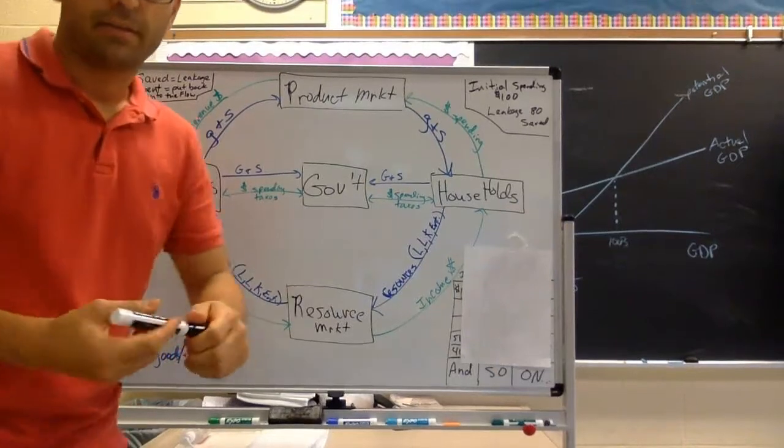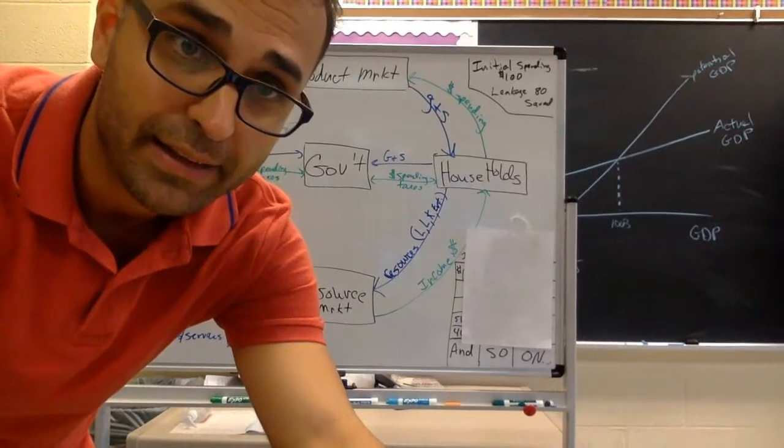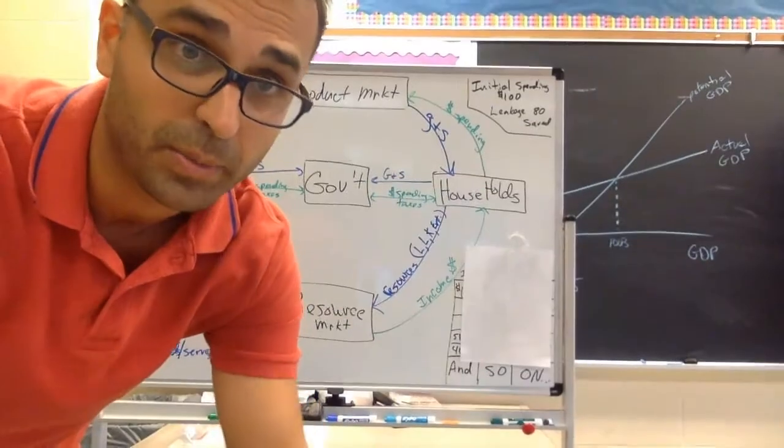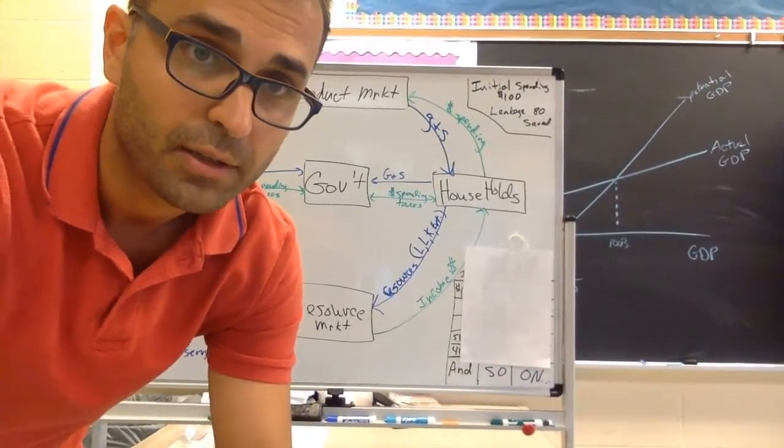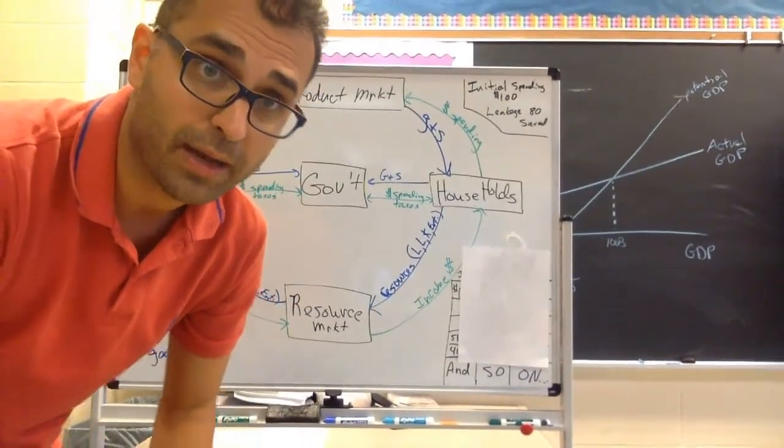All right, this is Unit 3, and we're talking about the multiplier effect. In order to get there, we have to talk about the concept of multipliers in general, because there's some specific ones we're going to look at. In order to do that, we have to start with the circular flow diagram.